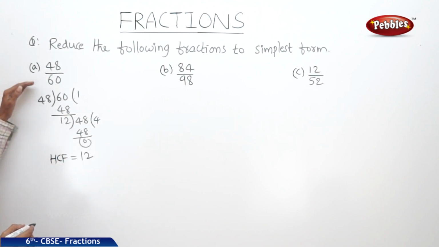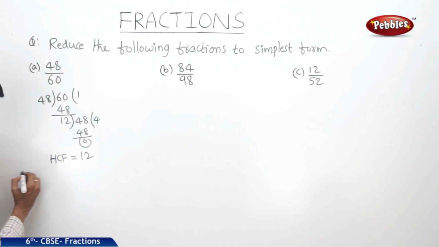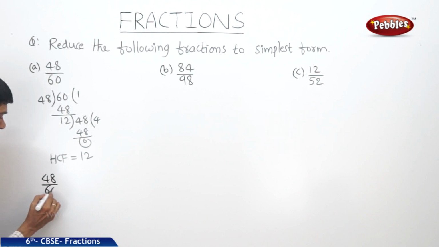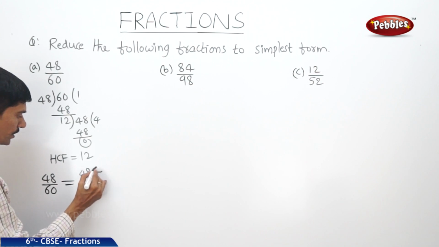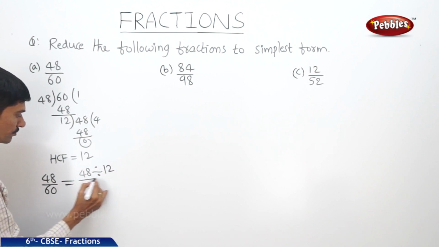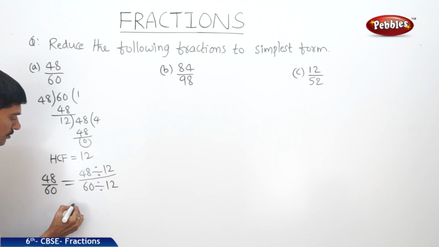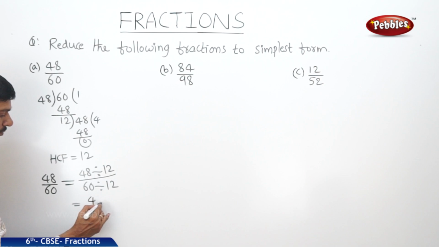Now we divide both numerator and denominator by the HCF. Now 48 by 60 equals 48 divided by 12 by 60 divided by 12. Then 48 by 12 is 4 and 60 by 12 is 5. So the simplest form is 4 by 5.